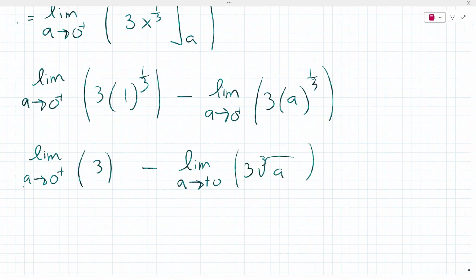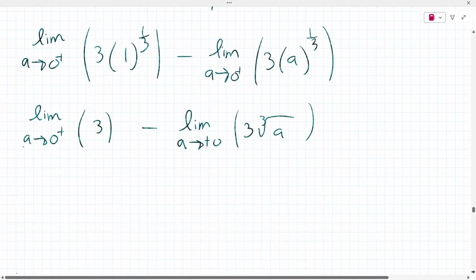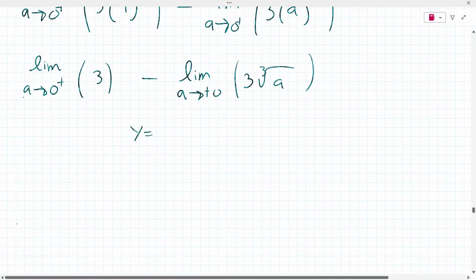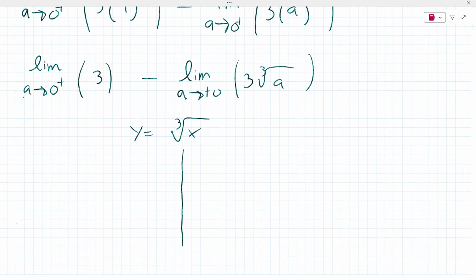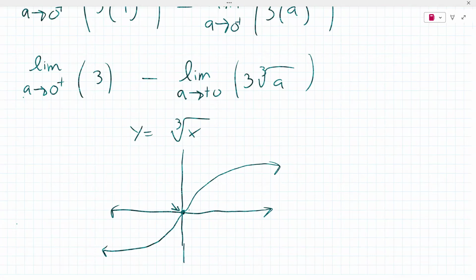And if you recall, what does the graph of y equals the cube root of x look like? It looks like this. It would look something like this. So as a approaches 0 to the right, the y value is still 0. So it's going to be 3 minus 0, just 3.